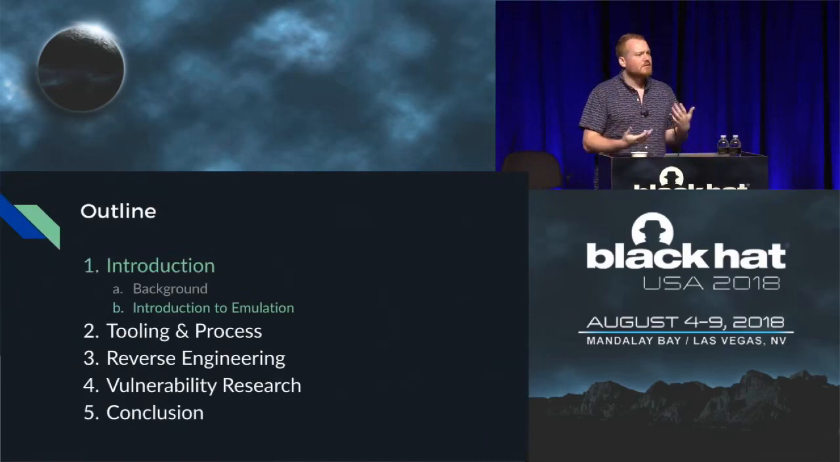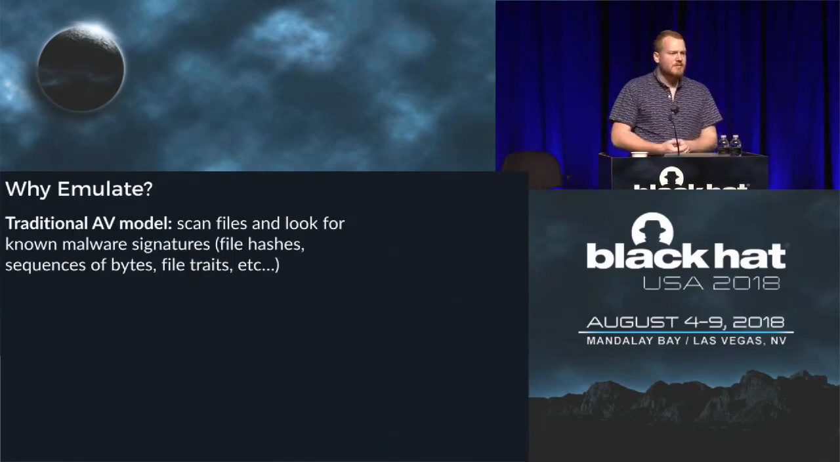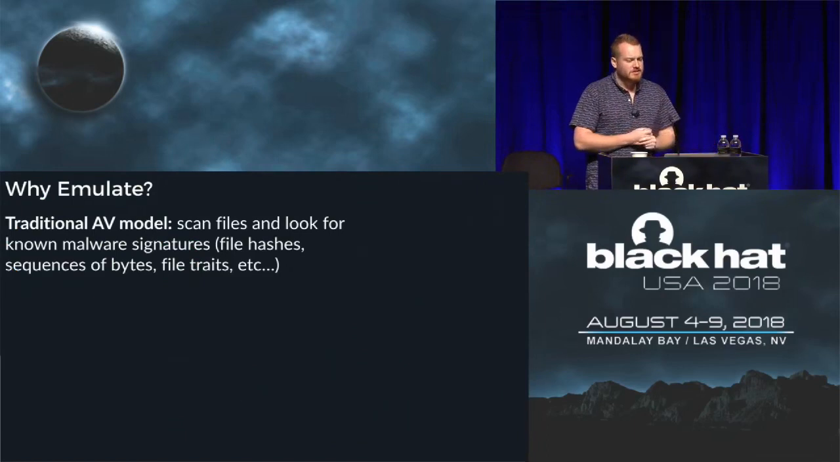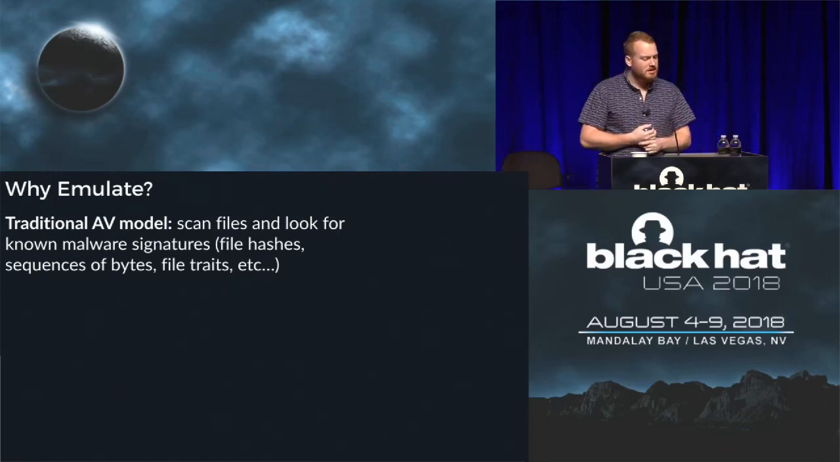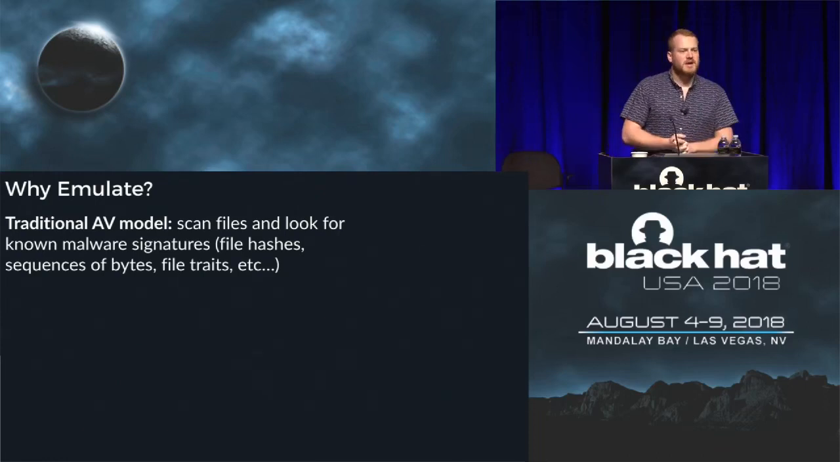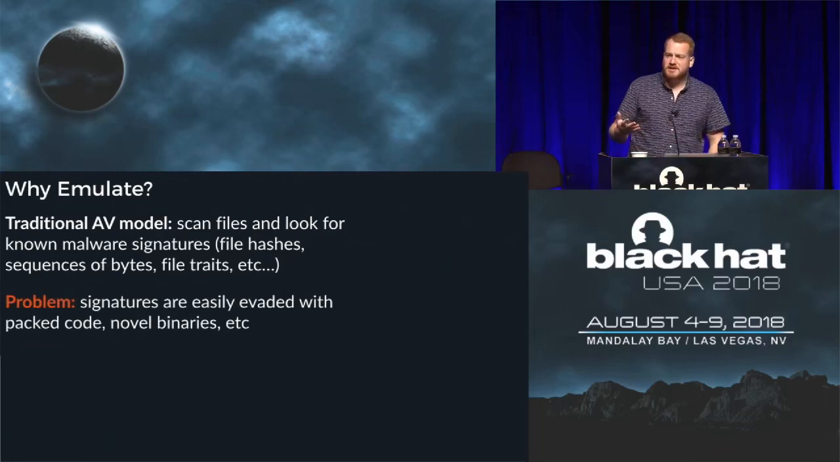So, concluding the background section, let's talk about emulation itself. The traditional AV model a lot of people think of is scanning files and looking for known malicious sequences or signatures, such as file hashes, sequences of bytes, or traits of the file. But signature-based heuristics like this are very easily evaded with packed code, novel binaries, and so forth. This has been a problem for a long time. I'm talking 15 to 20 plus years.